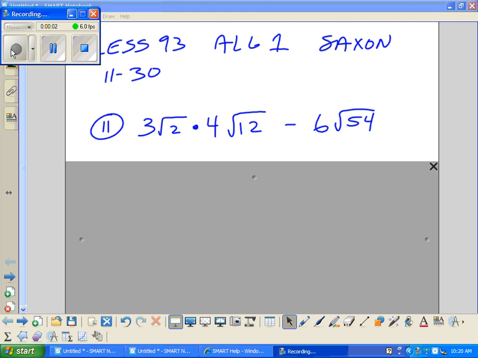Hello, this is lesson 93 in Algebra 1. These are the skill problems at the end of the lesson, 11 through 30, working on our basic skills. We're going to start today with some radicals.